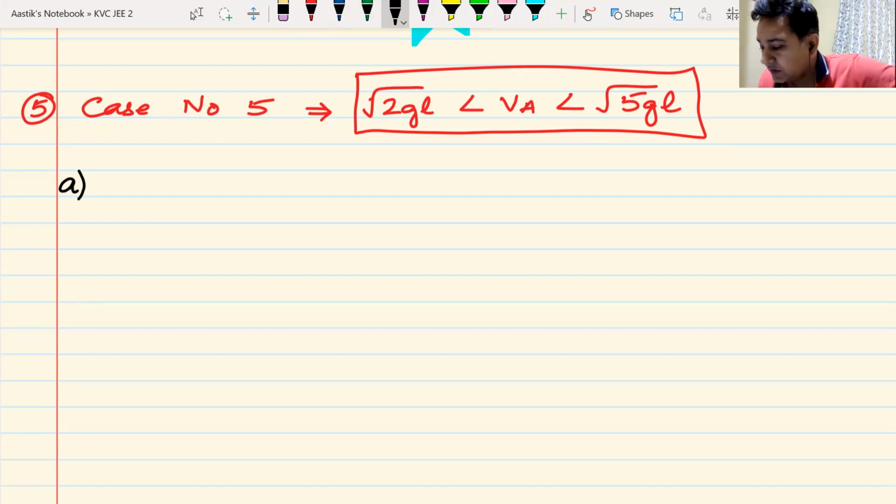What if the velocity at point A is in between this? You can have any velocity, in fact, an infinite number of velocities. Root over 2GL, root over 3GL, root over 4GL, 3.5, 4.5, 3.15, 3.105, whatever. More than root 2GL, but less than root 5GL. What happens? Again, we are going to make cases. What is the first case that we will write?